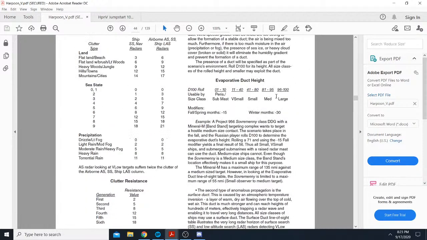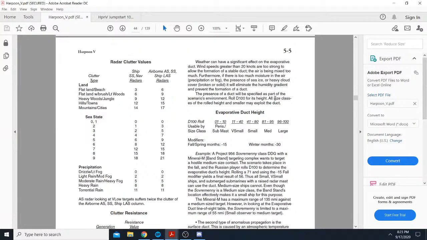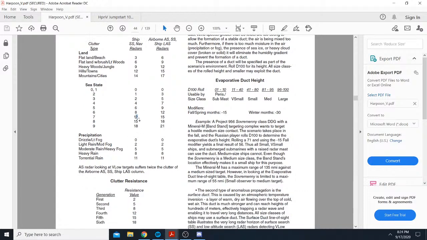Here are all those tables we just talked about. For your ship, you take your positive values. You take your positive value of the sea state. Most scenarios are probably not going to be above 4, but who knows, you might be in a stronger situation. And then precipitation also adds to it. Then you subtract the clutter resistance of the originator's generation.